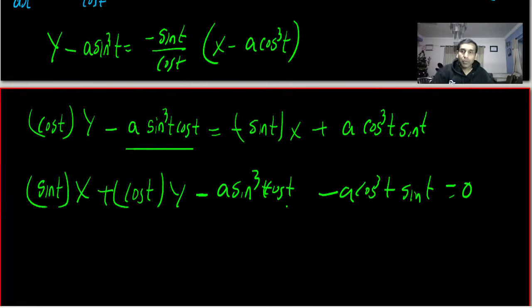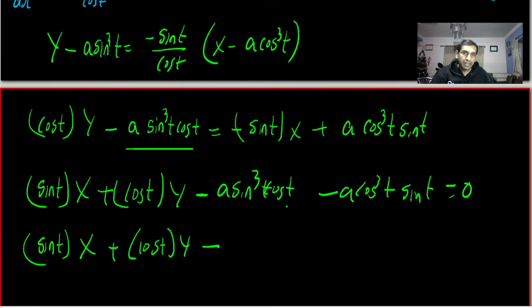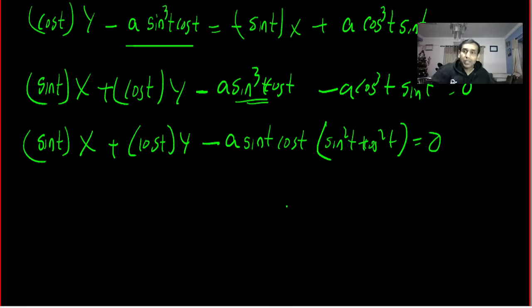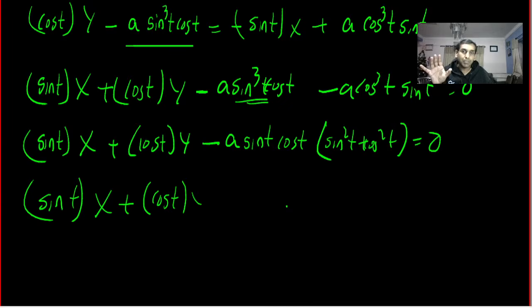So can you tell me what comes common? Sin t multiplied by x plus cos t multiplied by y minus a is common, sin t is common, cos t is common. Now comes the awesome part. Once you take common, you're going to get sin square t plus cos square t, and that part will become 1. So we get the equation of the tangent. Always remember, it is compulsory that you keep the equation of tangent in the simplest form. So minus a sin t cos t is equal to 0.